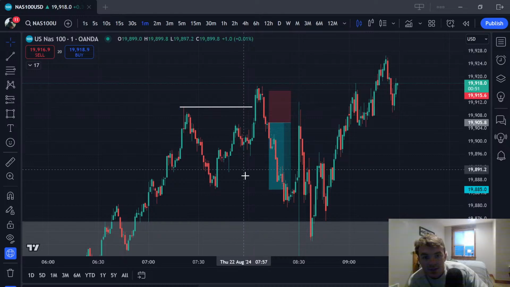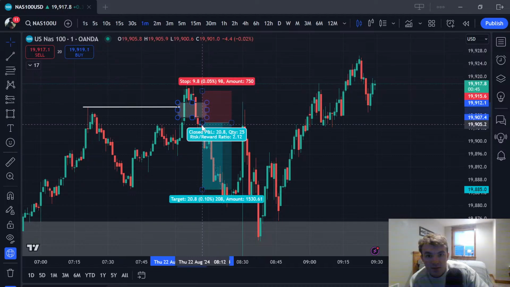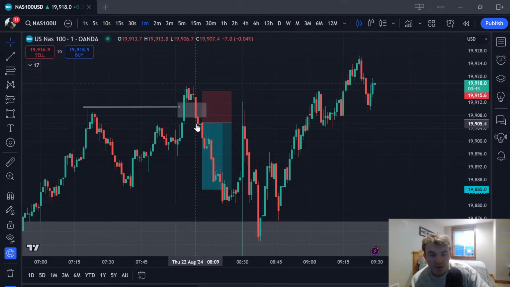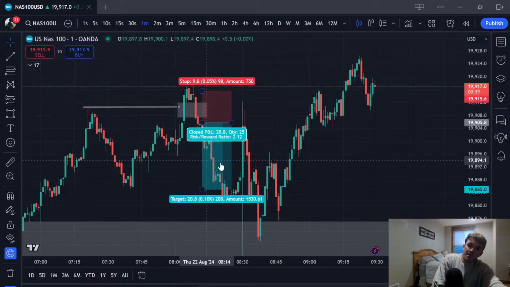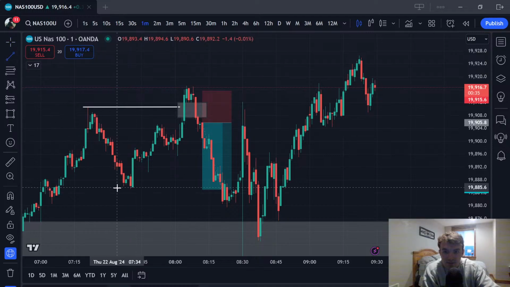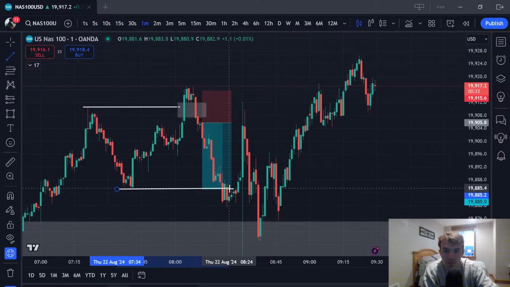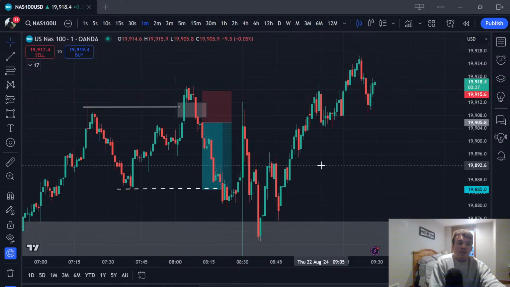So what you're looking for is this gap, this fair value gap right here. You're looking for a candle body close below after a liquidity sweep. And once this happens, then you target the drawn liquidity. So this is the drawn liquidity. Boom. That's an example of a trade you could have taken. So this is essentially what we're looking for.